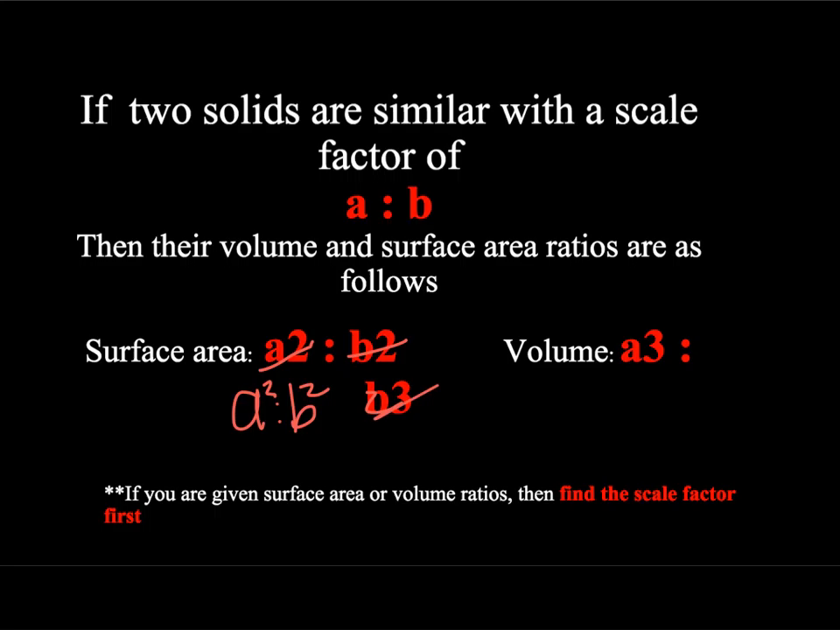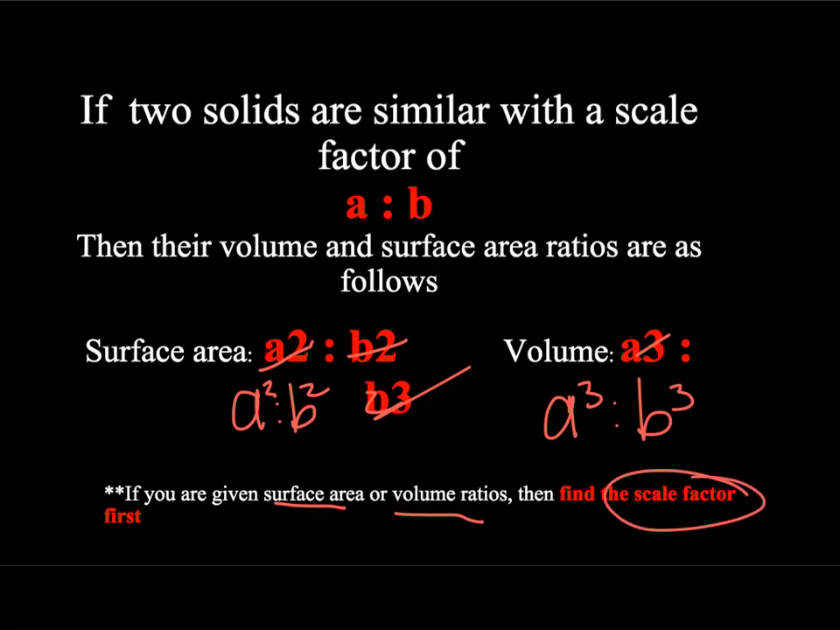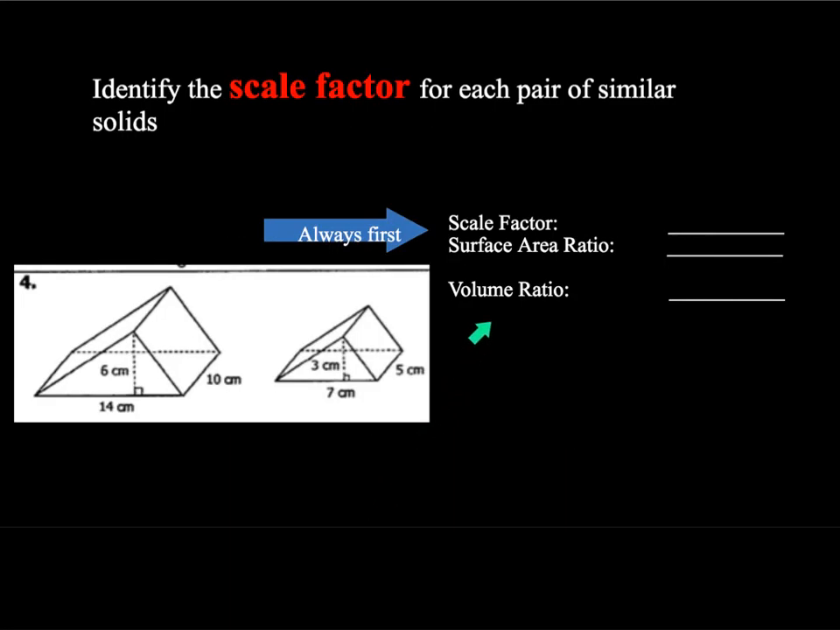And volume is going to be a to the third power to b to the third power, just like in your booklets. So if you are given surface area or volume, we definitely want to go to finding the scale factor first. And the best way to do it is to practice. Let's go. So what we're going to do is identify the scale factor for each pair of similar solids.